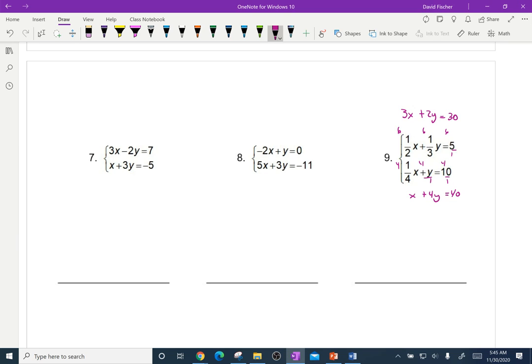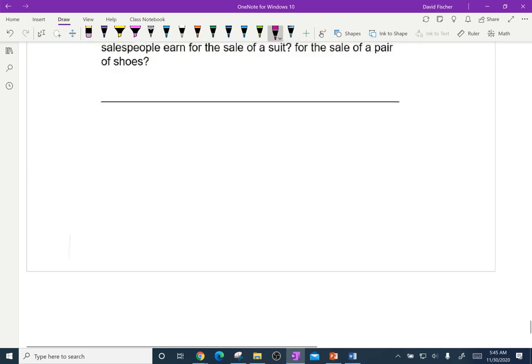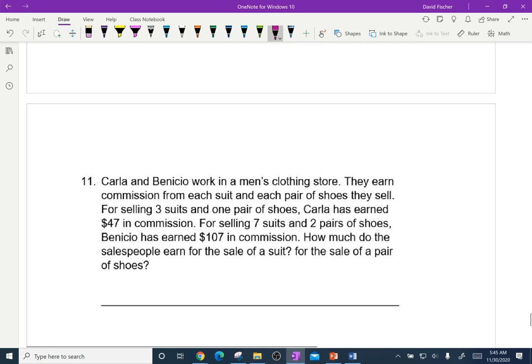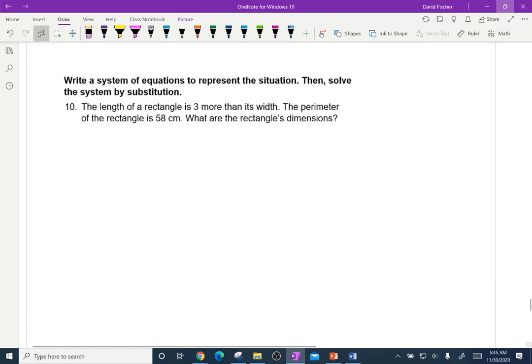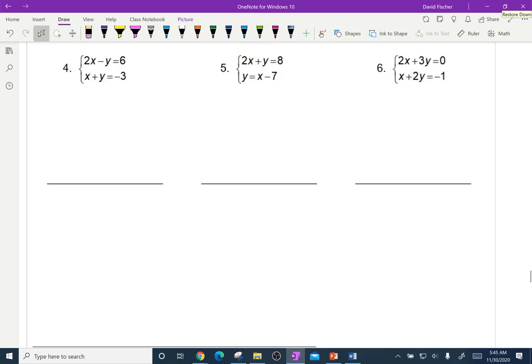I almost got the x by itself on this one, so I'd get rid of that 4y. All right, and I think you got 1, maybe 2 word problems. All right, good luck. Today on the answer sheet, when you put it into Google Forms, all you're going to do is put in the coordinate. Make sure you use parentheses.